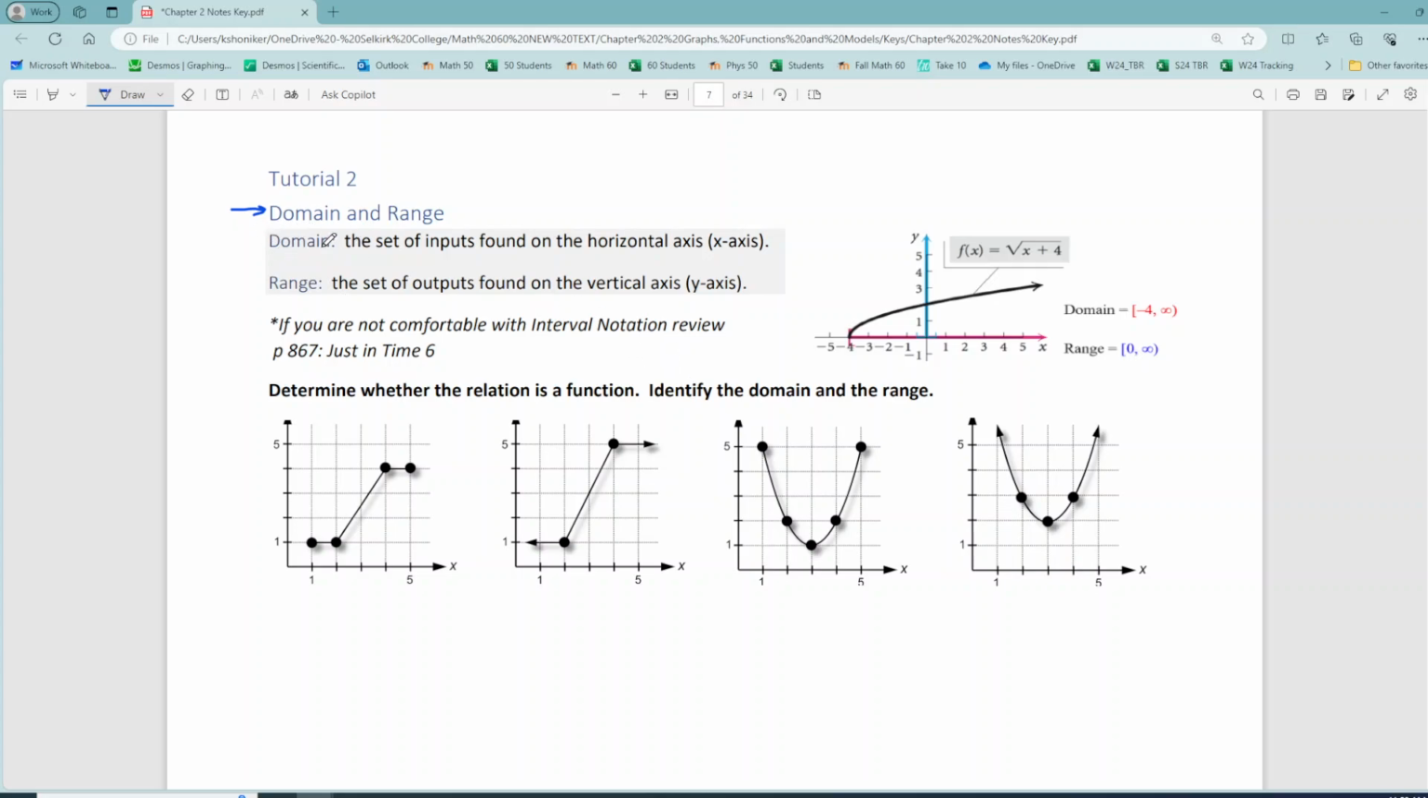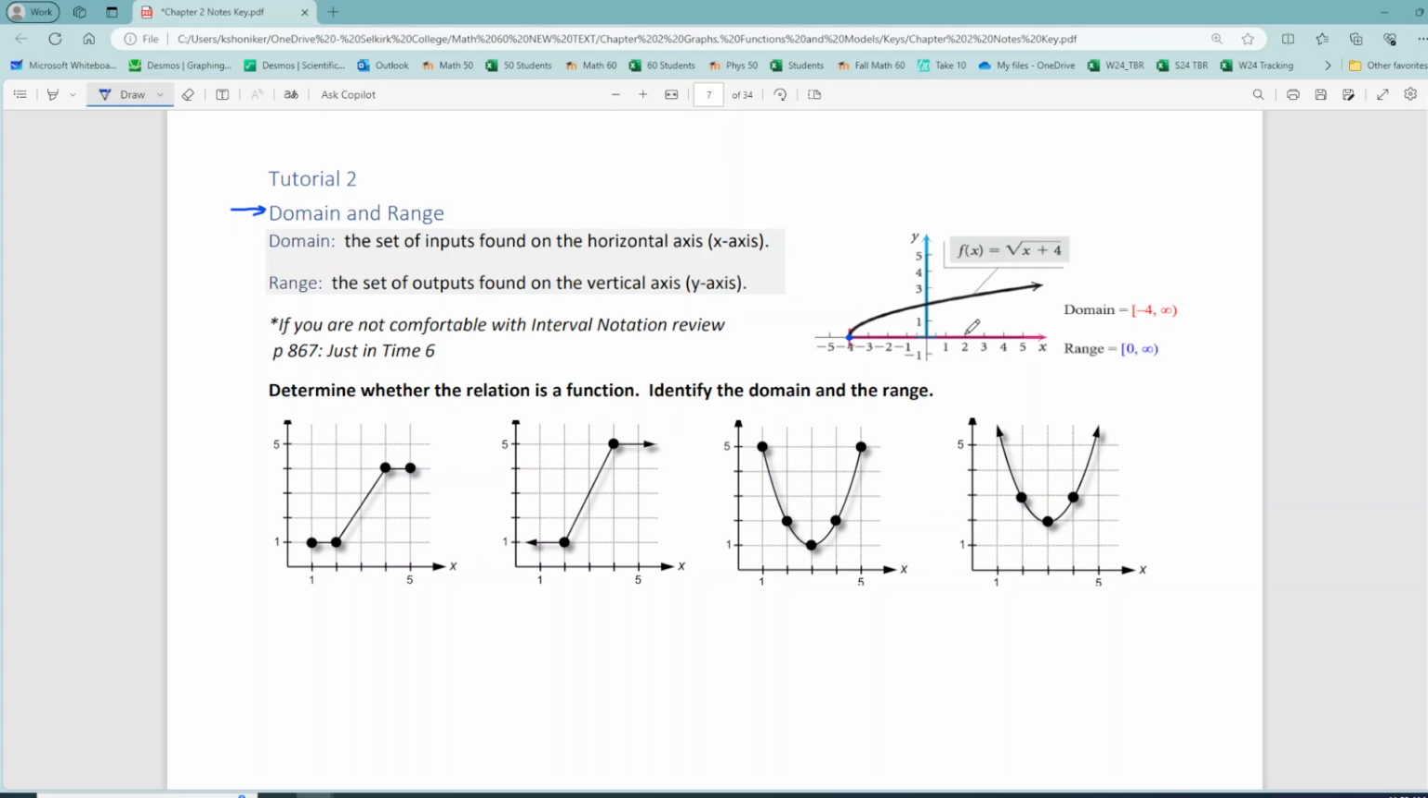But domain is the set of inputs found on the horizontal axis. So what I think of as a domain is all the possible x values that a graph could have. For example, if you look over here, this is a radical graph, which we'll be talking about in the next little section. But if you look at this graph, the graph is starting here at -4. And how I think of domain is, if I were to squish this graph onto the x-axis, or if I was to cast a shadow from this graph, where would it hit?